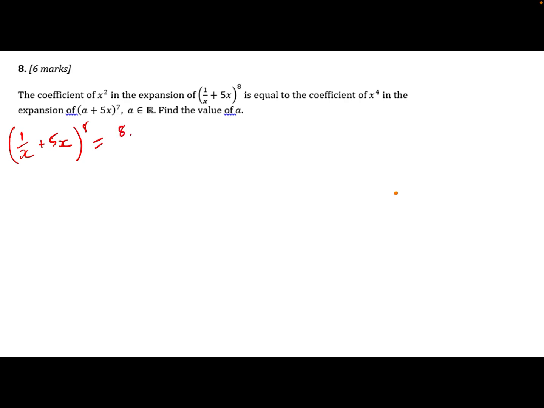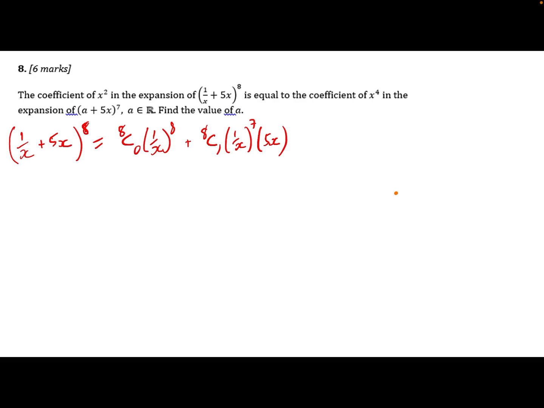Okay, so if we remember the pattern, it's going to be 8 choose 0. You want n choose 0? Why n? We know what n is. n is 8. So 8 choose 0 times 1 over x to the power of 8. Remember, descending powers of a and ascending powers of b. So we're going to then get 8 choose 1, 1 over x to the power of 7 times 5x.